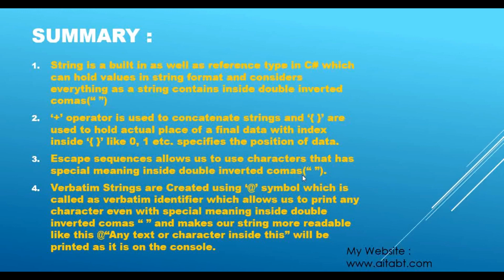Escape sequences allow us to use characters that have a special meaning inside double inverted commas, which we have seen just now. And verbatim strings are created using the @ symbol, called the verbatim identifier, which allows us to print any character, even with a special meaning, inside double inverted commas. Just put the @ symbol before it and it will be treated as a string, making our string more readable, printed as it is on the console. So that is all about the string type.